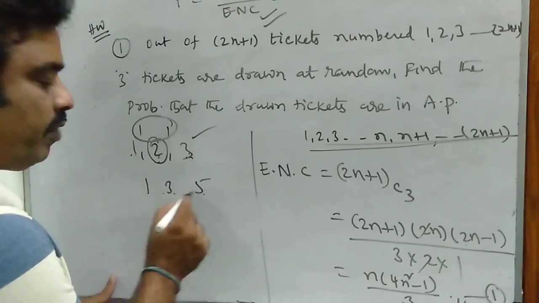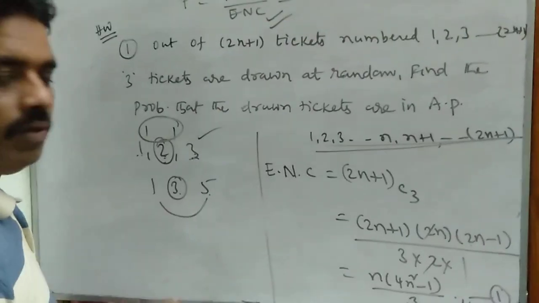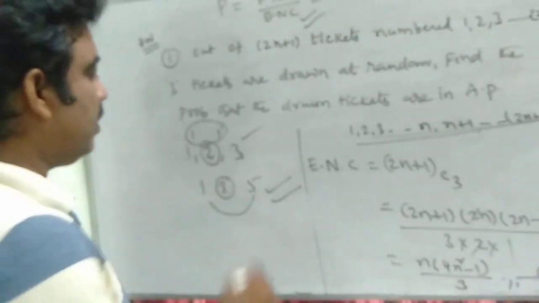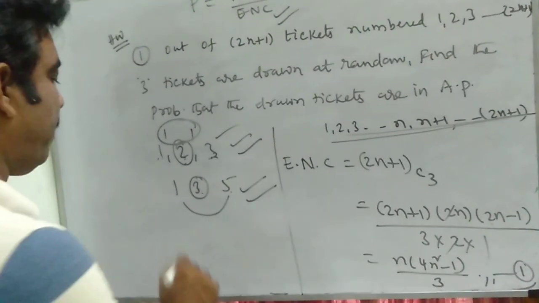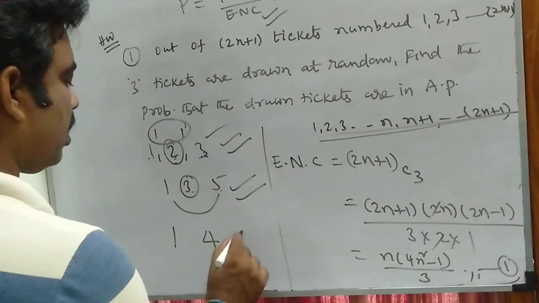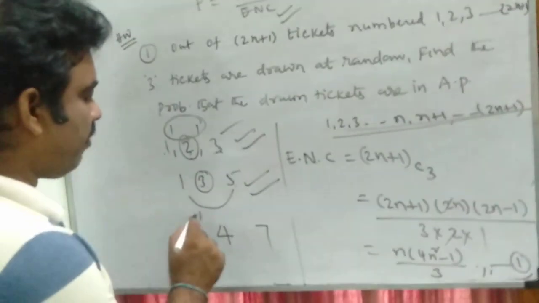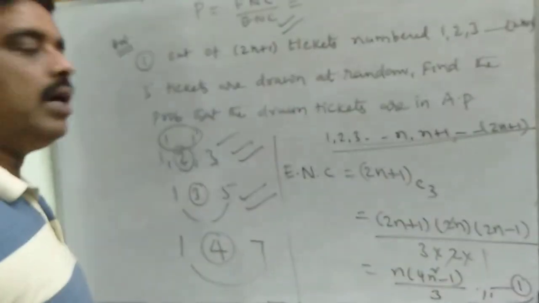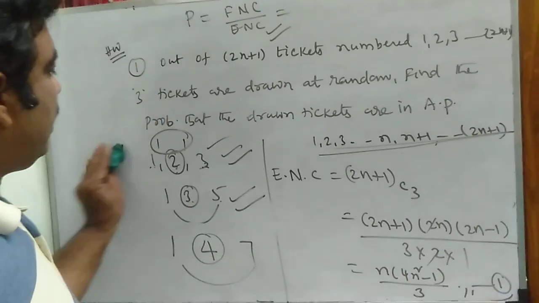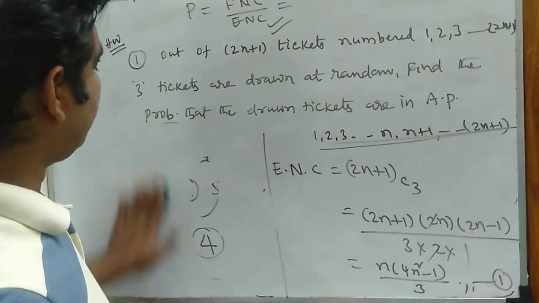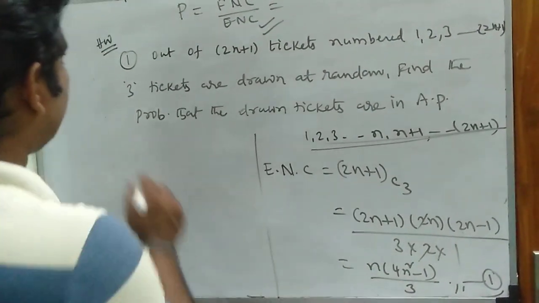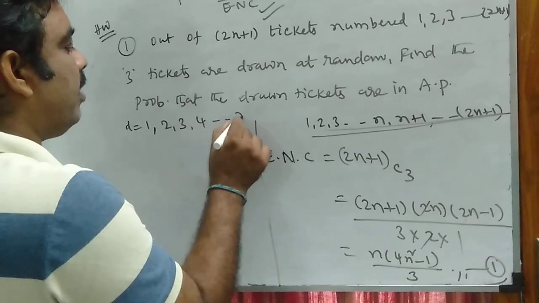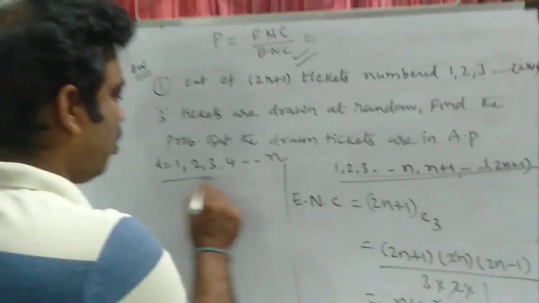1 plus 2, 3, 3 plus 2, 5. If you take the 3 tickets as 1, 3, 5, then these 3 are also in AP. If I take 1, 2, 3, those 3 are also in AP. Suppose I take 1, 4, 7, those are also in AP. 1 plus 3, 4, 4 plus 3, 7. That means you have to enumerate all the cases with respect to the common difference. First you enumerate the number of cases with common difference d equal to 1, then go for 2, then 3, 4, 5, and so on up to n. You have to enumerate all the cases.